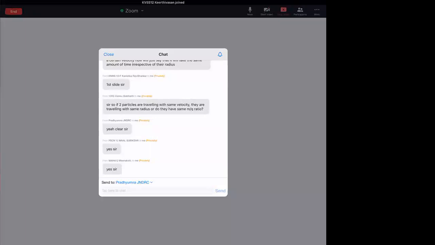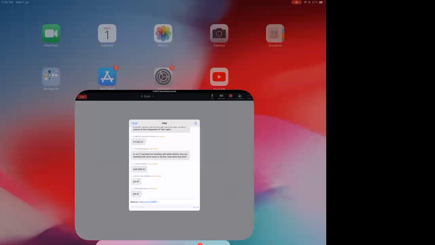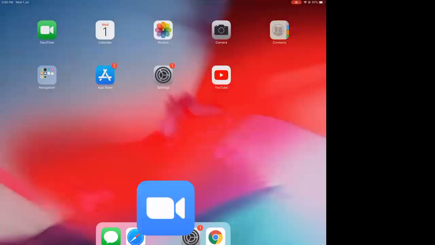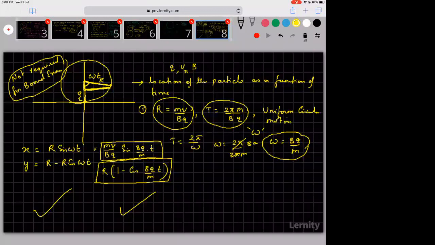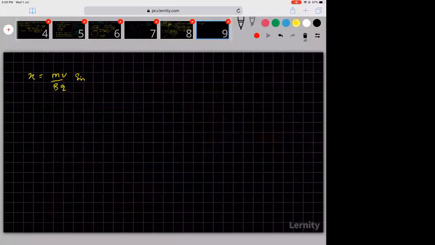Anyway, no problem. I hope you are able to understand the position, the x coordinate and the y coordinate. The x coordinate was equal to mv by bq sine bq by m into t. Y is equal to mv by bq times 1 minus cos bq by m into t. So please make sure that you are able to understand this and reach up to this level.